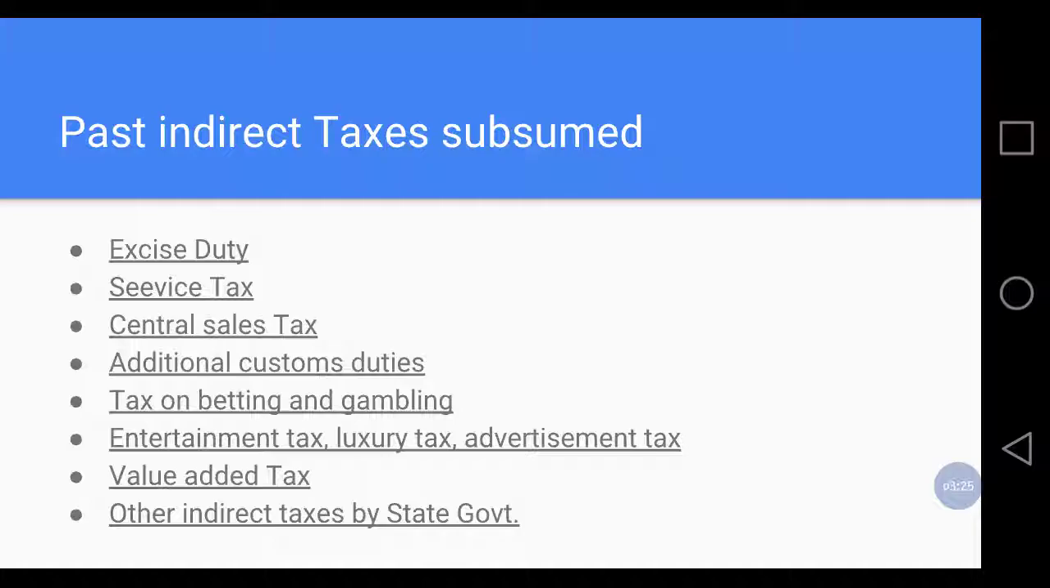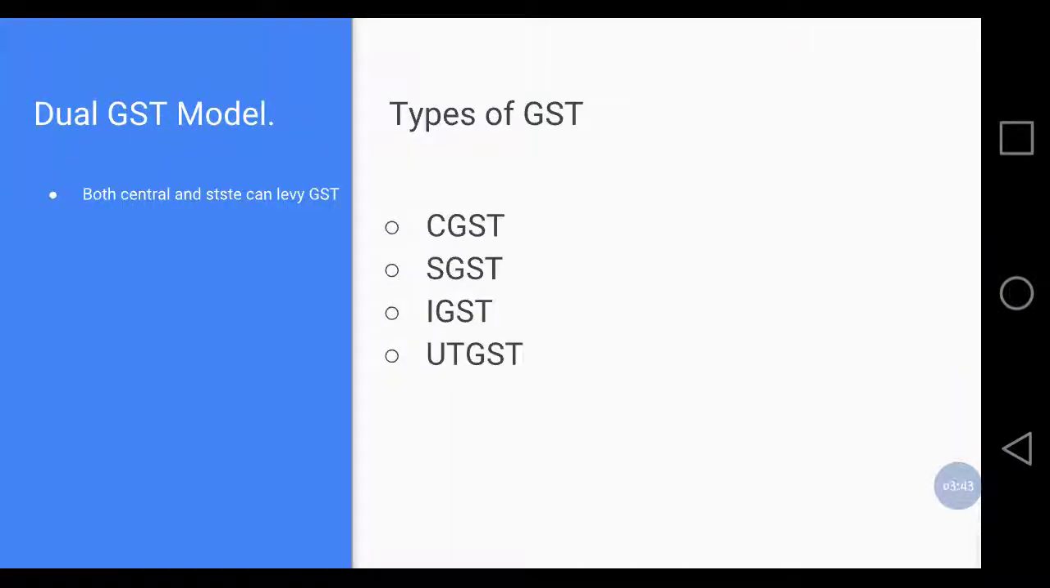So these are all the past indirect taxes subsumed. I already said excise duty, service tax, central sales tax, additional customs duty, tax on betting and gambling, entertainment tax, luxury tax, advertisement tax, value added tax, and other taxes by the state government. As I said, these taxes will be levied by both the central and state governments.